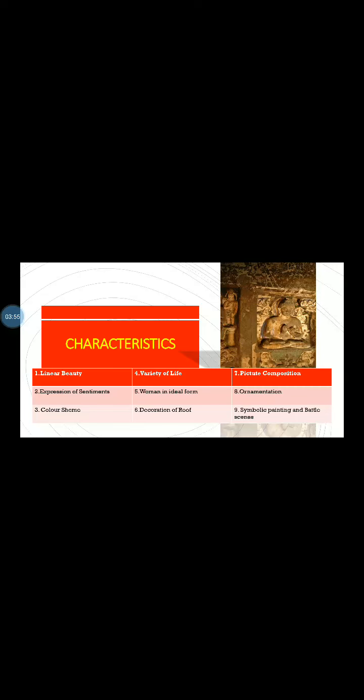Then the picture composition, in which the composition is made so greatly, and the artist has shown the main ideas which catch one's eye at once. Then is the ornamentation, in which garments, crowns, flowers, and bows all come. And the last one is the symbolic painting and battle scenes. Symbolic painting is as in cave number 17, and the battle scenes show bullfighting. The symbolic paintings are those in which the Buddha is shown as an elephant or in other forms in his past life.